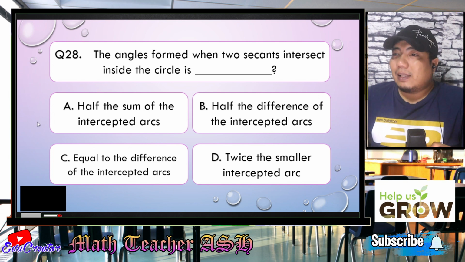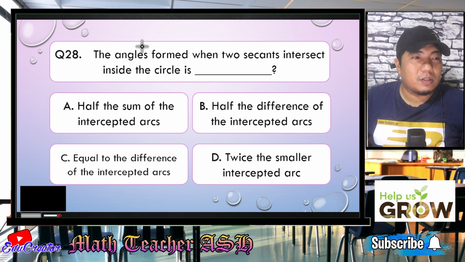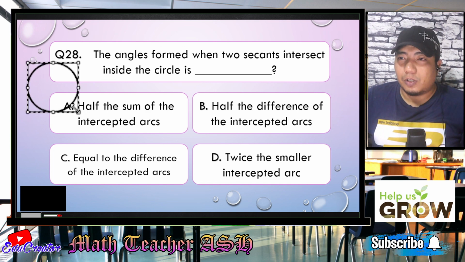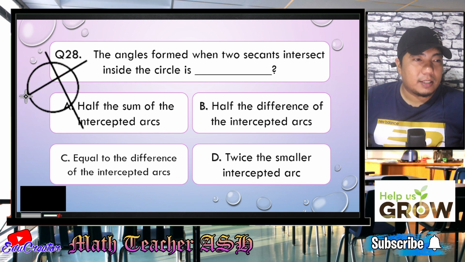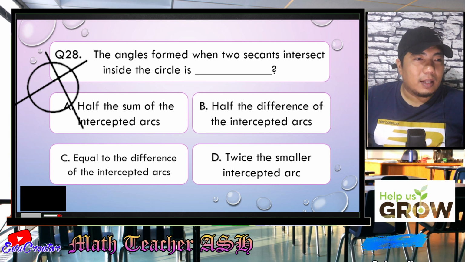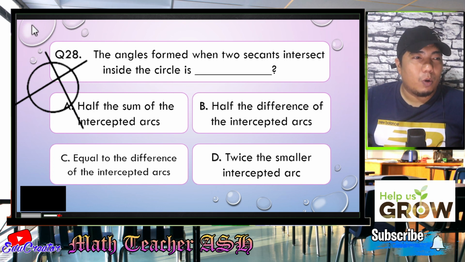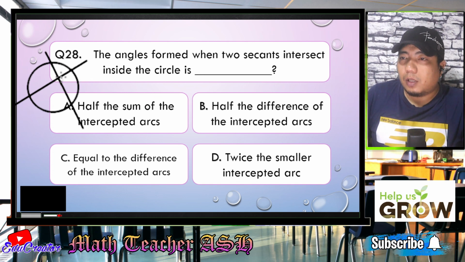All right, math learners, this is an example of two secants intersecting inside the circle. In order for you to understand it well, let's consider one drawing. Let's say that is your circle, and you have your two secants that intersect inside the circle. So we will now be talking about the angles formed, this one, this one, and this one.